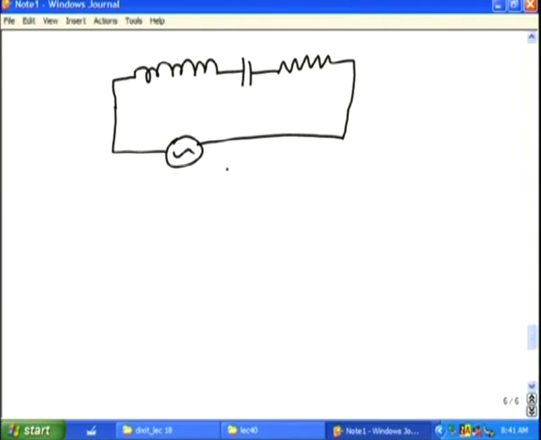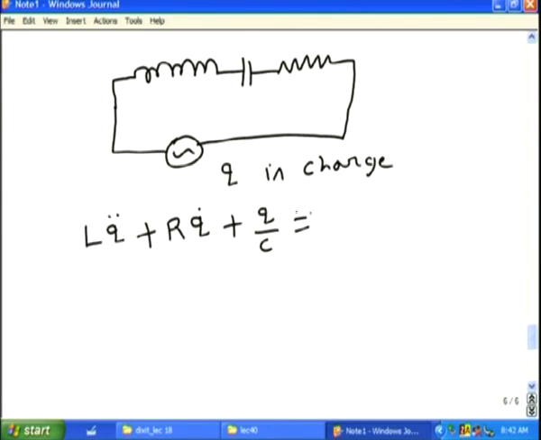Here in this case, if Q is the charge, then you have the differential equation L Q double dot, which is basically L times di by dt, where L is the inductance, plus R times Q dot, that means basically R times I, plus Q by C. This is equal to Em sin omega t, where this is the AC voltage, that is Em sin omega t. This is the equation commonly used in electrical and electronics.